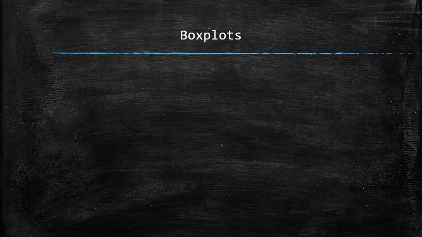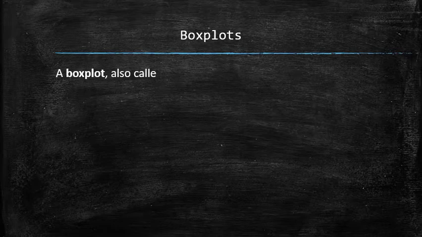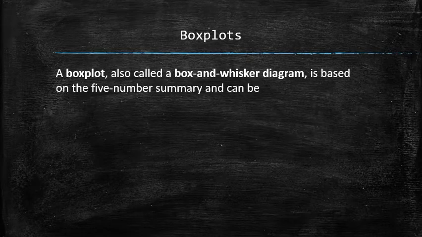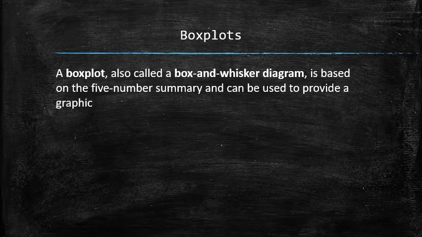The other goal that we are trying to accomplish is to learn how to visualize a dataset. For that, we're going to need the following vocabulary. A boxplot, also called a box and whisker diagram, is based on the 5-number summary and can be used to provide a graphical display of the center and variation of a dataset.